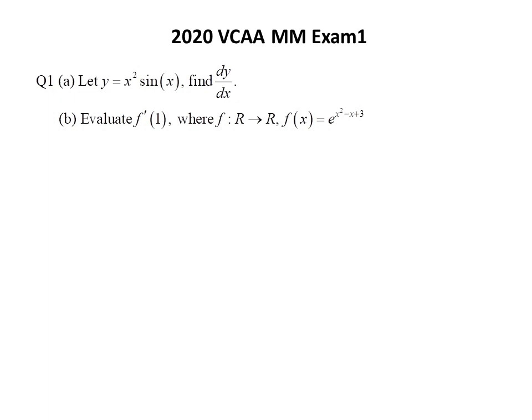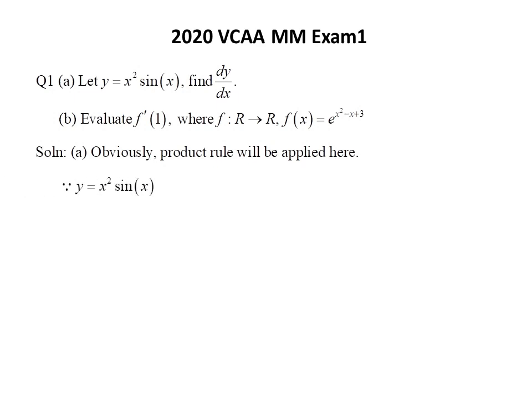As can be seen on the screen, there are 2 parts in question 1. Part A is to find the derivative of the function x squared times sine x. Part B is to evaluate the differentiation of f of x when x equals 1.